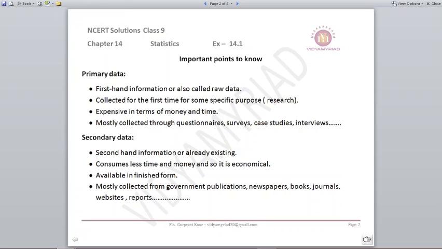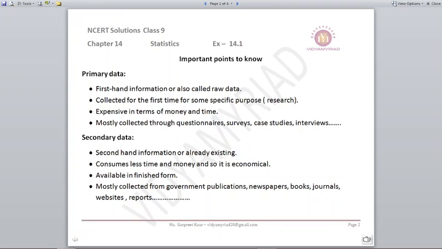Now if we want to know about primary data, it is basically your first hand information that you are deriving for some specific purpose. It is not at all available anywhere. So you are collecting that information for the first time. And how can you collect this information? By way of questionnaires, by way of surveys, case studies, interviews, and many other ways. So these are the ways from where you can collect your first hand information. This method is usually considered as expensive in terms of money as well as in time.